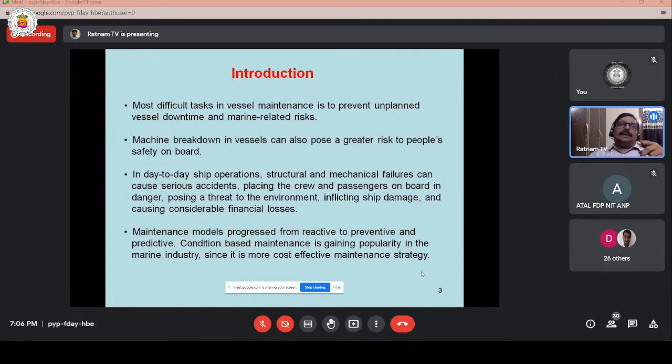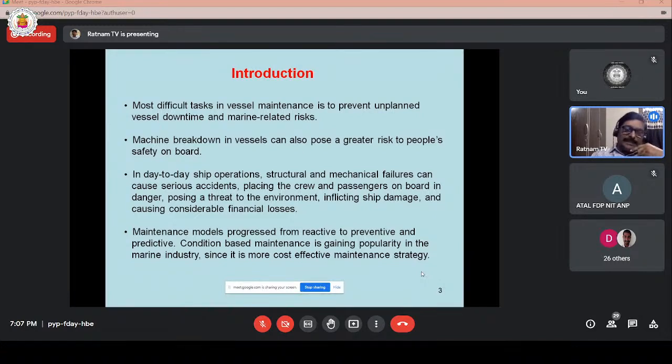The most difficult task in vessel maintenance in the marine environment is to prevent unplanned downtime and avoid marine related risks. Machine breakdown in vessels can cause greater risk to the people working onboard ship. In day-to-day ship operations, structural and mechanical failures can cause serious accidents, placing crew and passengers on board in a very dangerous position, inflicting ship damage and sometimes considerable financial losses also.